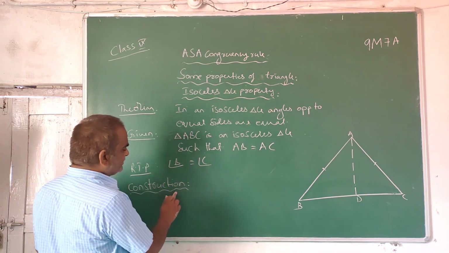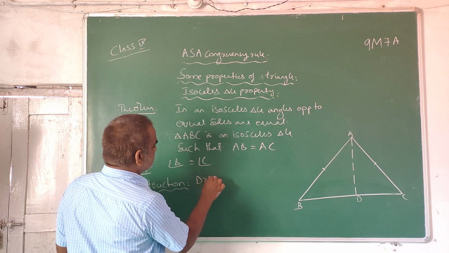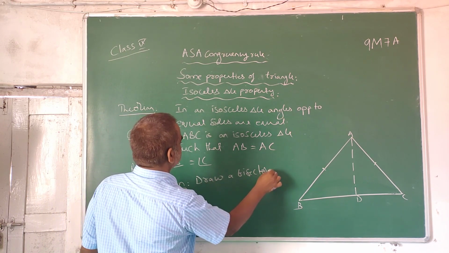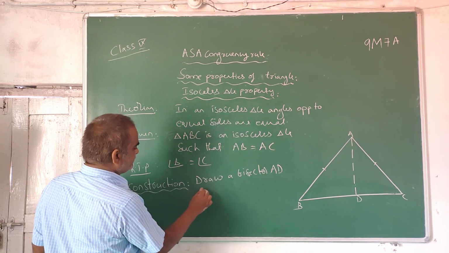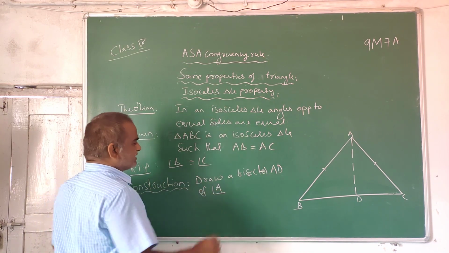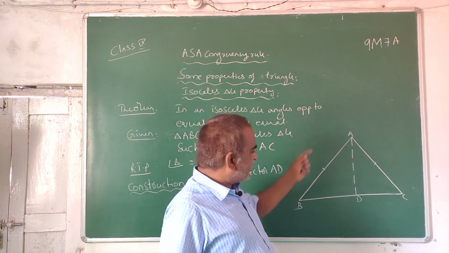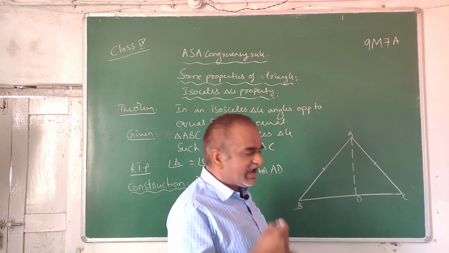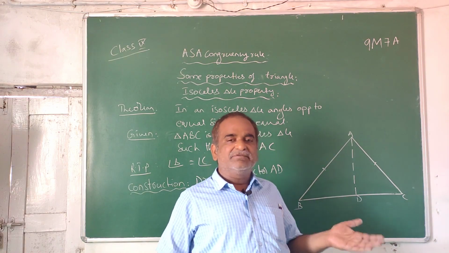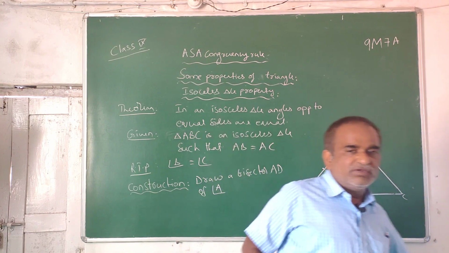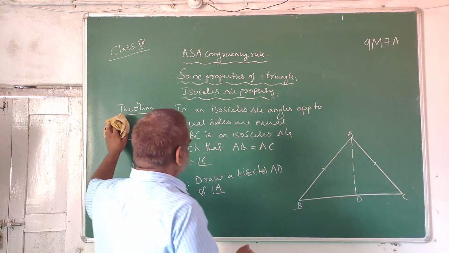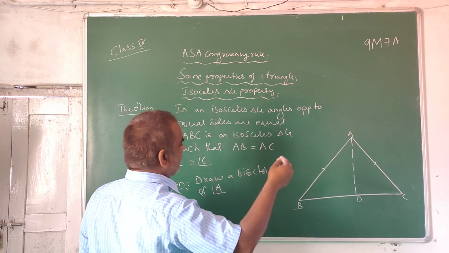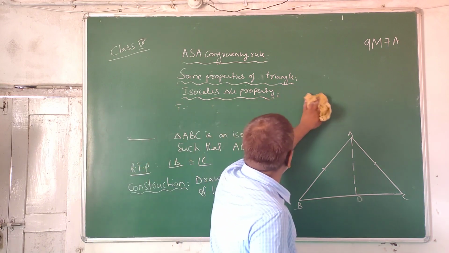Now I am going to do a construction: draw the bisector AD of angle A. So we are drawing a bisector of angle A, which is AD. Bisector of an angle means which divides the angle into two equal halves. Therefore it is very clear that angle BAD is equal to angle CAD according to our construction.